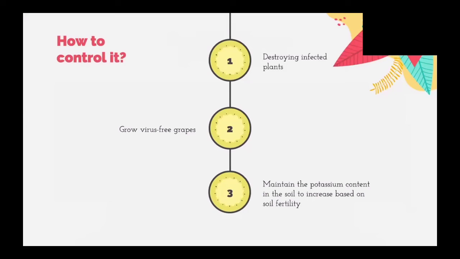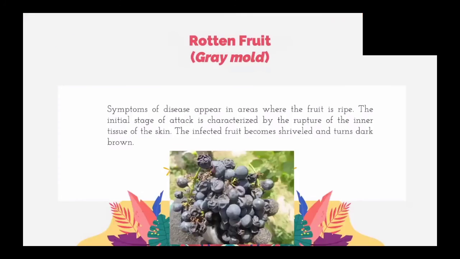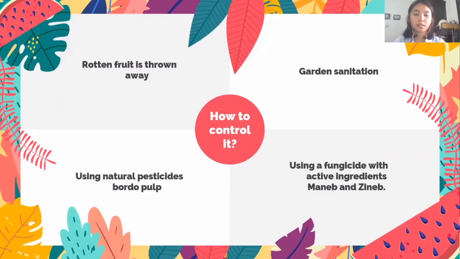Next is the symptom of disease in rotten fruit. Symptoms of disease appear in areas where the fruit is ripe. The initial stage of the attack is characterized by the rupture of the inner tissue of the skin. The infected fruit becomes soft and turns dark brown. Okay. Next, to control the rotten fruit, we can throw away the rotten fruit, or we can do garden sanitation using natural pesticides, and using a fungicide with the active ingredients maneb and zineb.